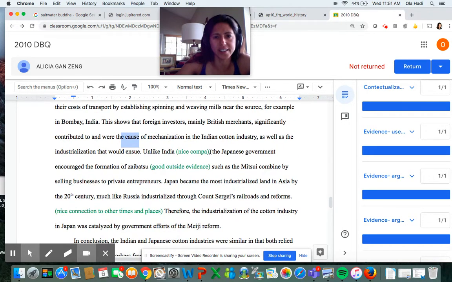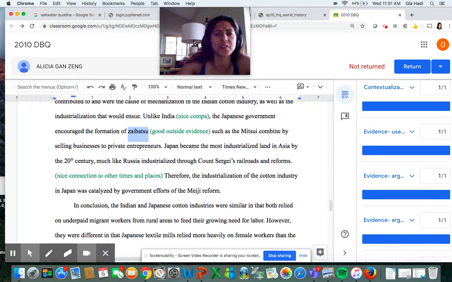Unlike India, nice comparison, the Japanese government encouraged the formation of zaibatsu. Okay, very good. Outside evidence, such as the Mitsui combine, by selling businesses to private entrepreneurs. Japan became the most industrialized land in Asia by the 20th century, much like Russia industrialized through Count Sergei Witte's railroads and reforms. So here she's connecting to another time and place.